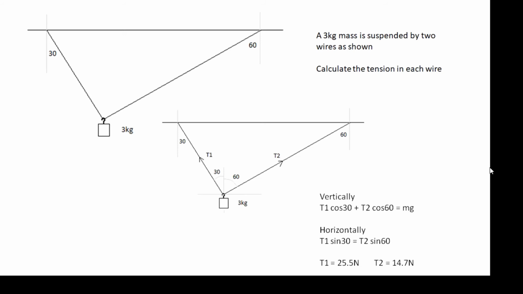There is a simpler way of doing it, and that is if we resolve in the direction of T2, then we don't have to worry about T1, and if we resolve in the direction of T1, then we don't have to worry about T2 because they're at right angles to each other. And we get the same answer but a lot quicker.